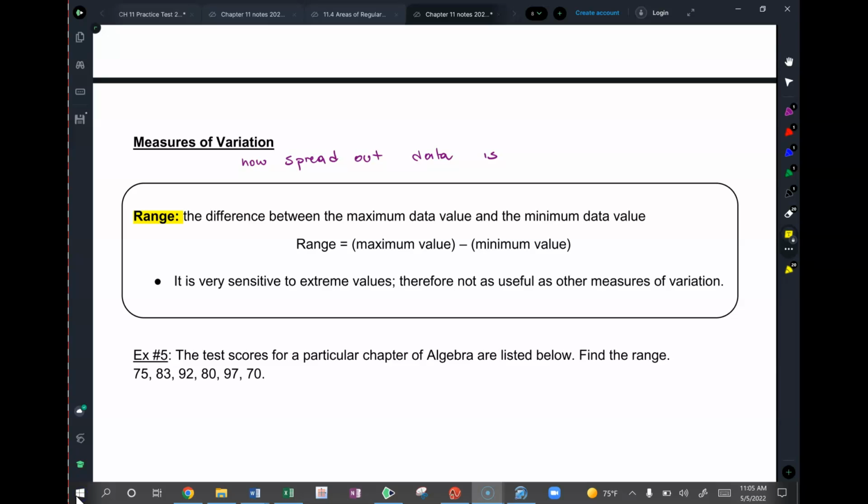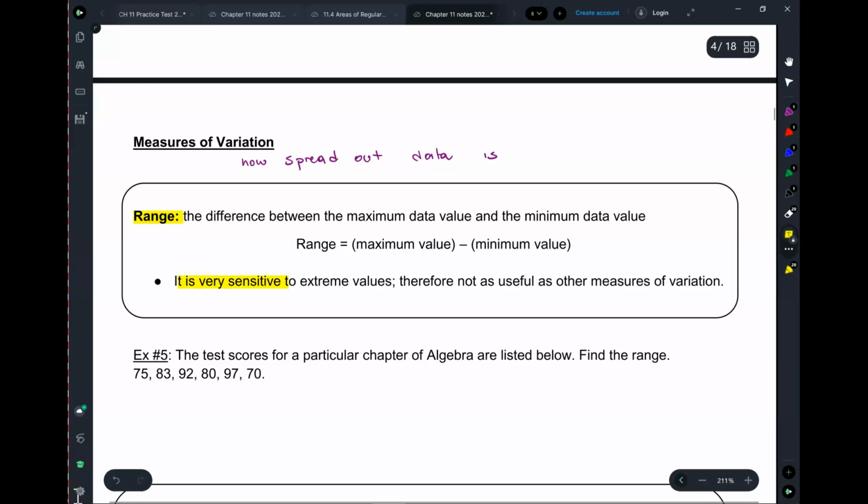We would like to know how clumped together the data is or how spread out. The range is obviously very sensitive to extreme values, so sometimes it's not very useful. The range here was 27.